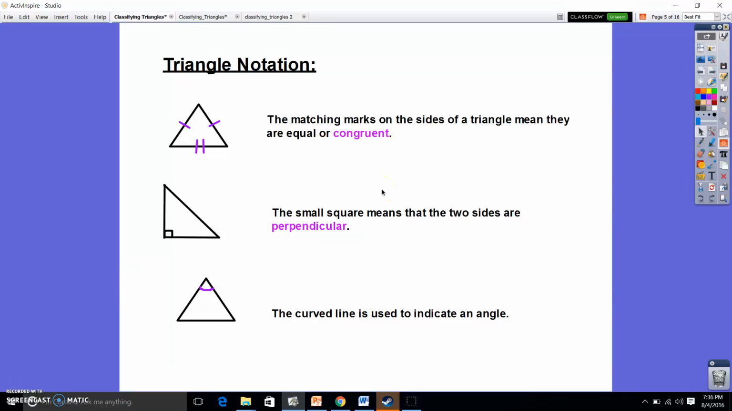As we learn about triangles, it's important to remember your triangle notation. Remember that when you have the marks on your triangle, like this one above, the matching marks on the sides of a triangle mean that they are equal or congruent, meaning the same. On this triangle, this left side is the same as this right side because they each have one hash mark. They are different than the bottom, which has two. The small square inside of a triangle means that the two sides that meet are perpendicular, meaning that they meet at a 90-degree angle. And finally, the curved line is used to indicate an angle that is not 90 degrees.